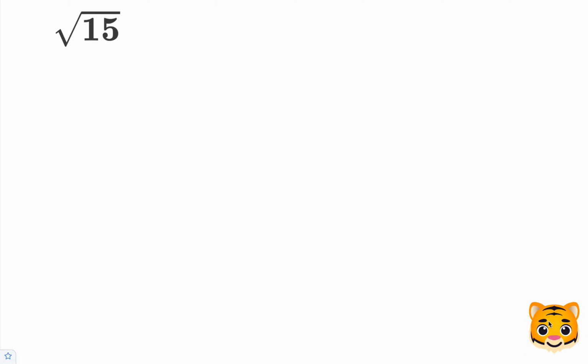In this example, we will be finding the square root of 15 by approximating it to the nearest tenths place value. To do this, we want to look at perfect squares nearby to 15. Examples of this are 3 squared, which is 9, and 4 squared, which is 16.